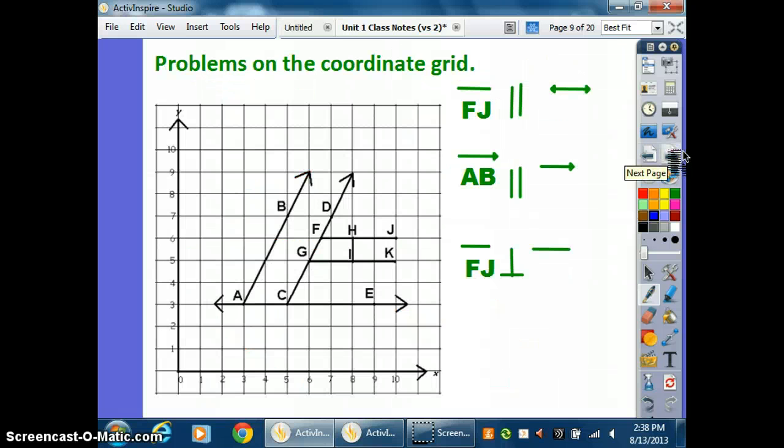All right, let's go ahead and talk about parallel, perpendicular on a coordinate grid. Problems on a coordinate grid. All right, I have three problems here. First, I want to look at FJ, the segment. This symbol right here means parallel. So here's the segment I'm talking about, FJ. I want to see if I can find a line. See how it's got arrows? Parallel to FJ. Okay. I can't use GK because that's a segment.